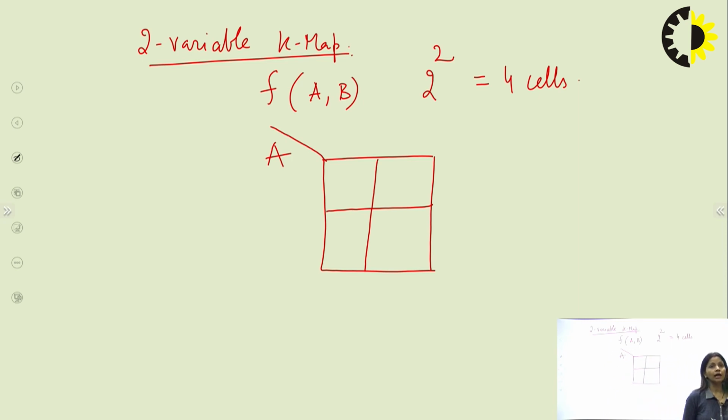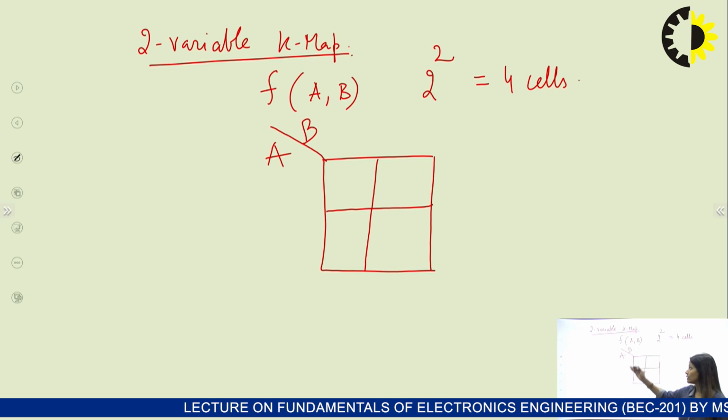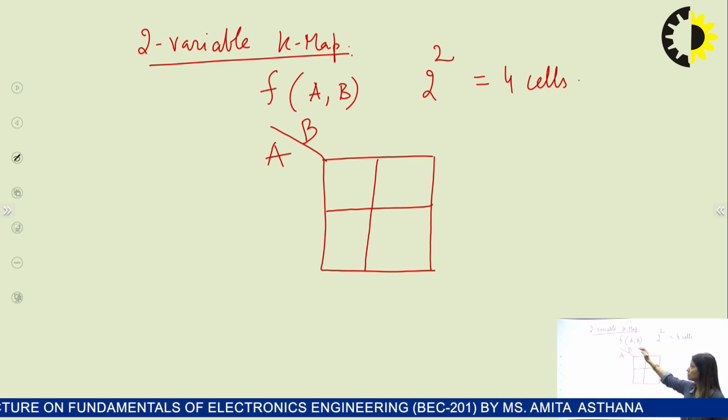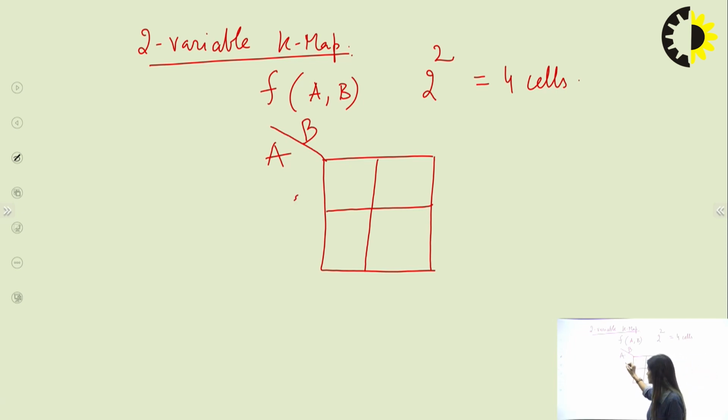The first variable I will put down the line, and the second variable I will put at the upper side of this diagonal line. So now this will be the B line and this will be the A line, right? Okay. Now here I will define A bar and A. Here I will define B bar and B. Okay. Now this is only for the SOP.